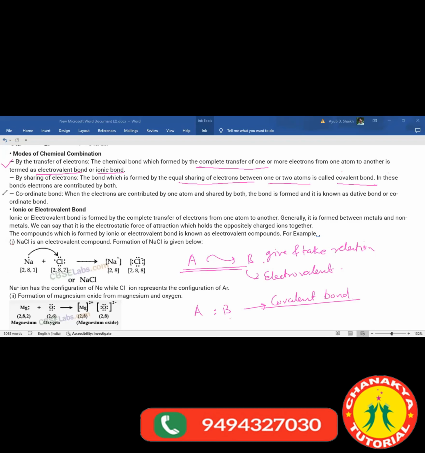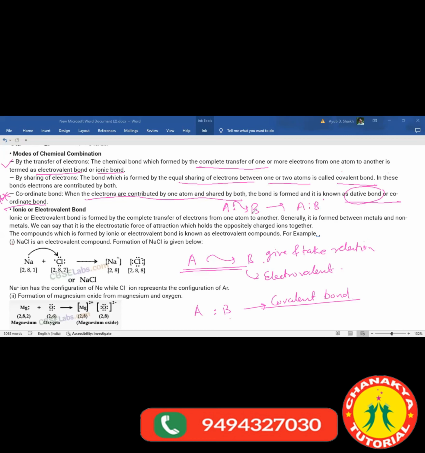See here it is given. What is the basic difference between normal bonding and coordinate bonding? When the electrons are contributed by one atom and shared by both, the bond formed is known as a dative bond or coordinate bond. Keep this name in mind: dative bond is another name for the coordinate bond. It means A may have an extra pair of electrons that B does not have. A shares its pair of electrons with B and forms a bond.